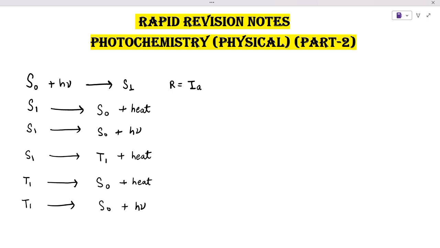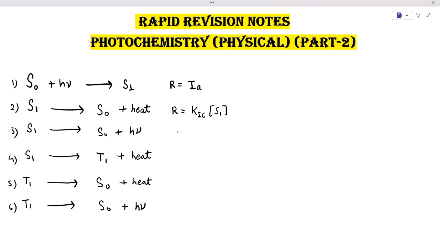Now we will write the rate equation for all of them. The rate equation for the second step is R equals kIC times S1, where we represent the rate constant as kIC. IC means internal conversion. In the previous video we discussed that when an electron transfers within the same spin state, it is called internal conversion.